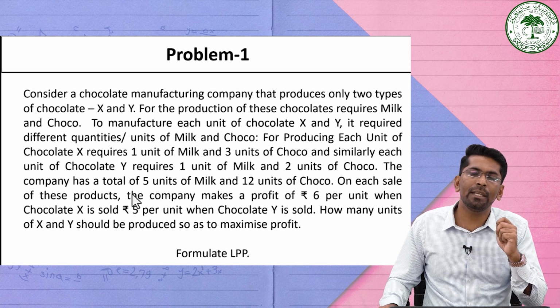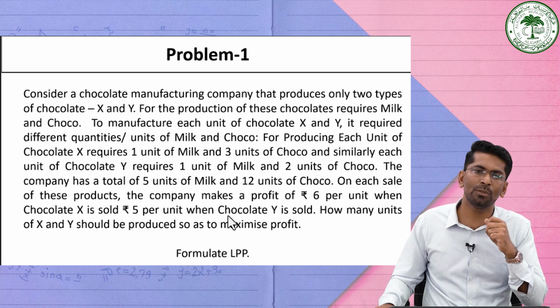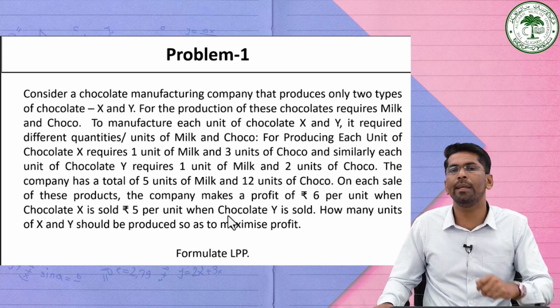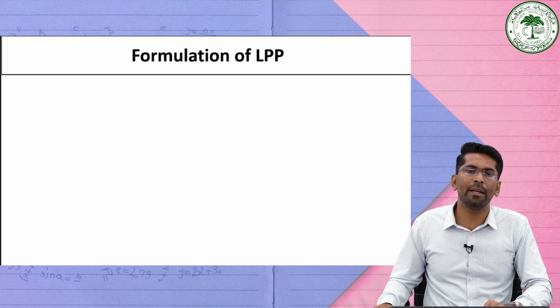On each sale of these products, the company makes a profit of rupees 6 per unit when chocolate X is sold, and rupees 5 per unit when chocolate Y is sold. So our problem is how many units of X and Y should be produced so as to maximize our profit. We want to formulate a linear programming problem. Now let us see how we can frame it.